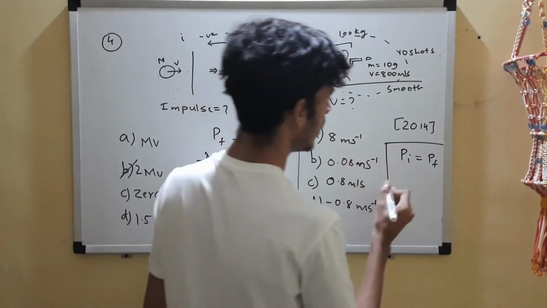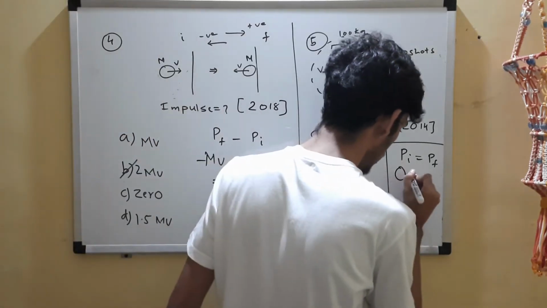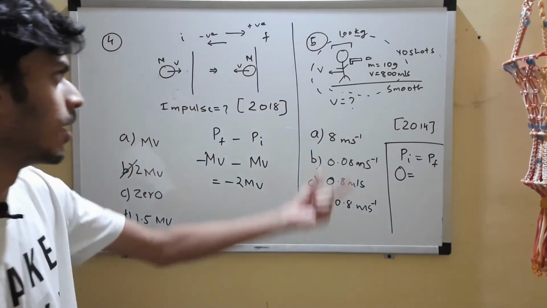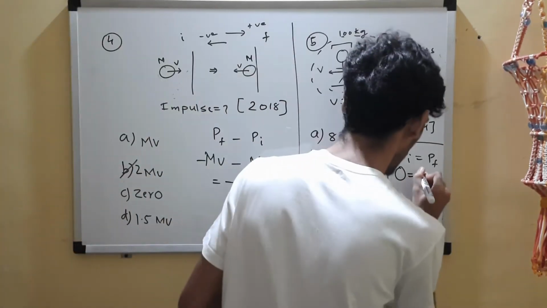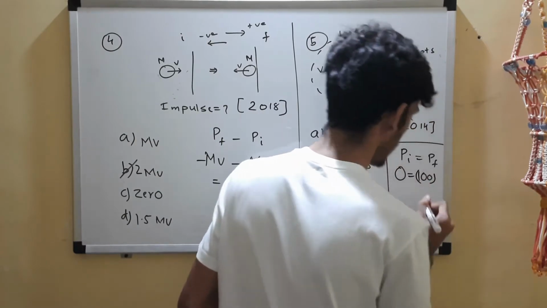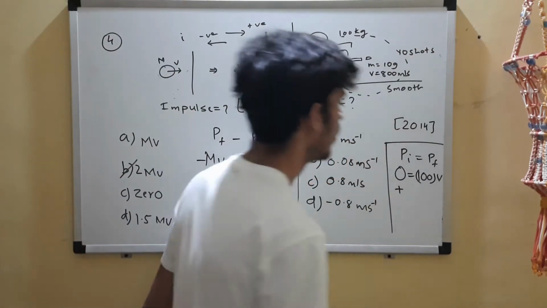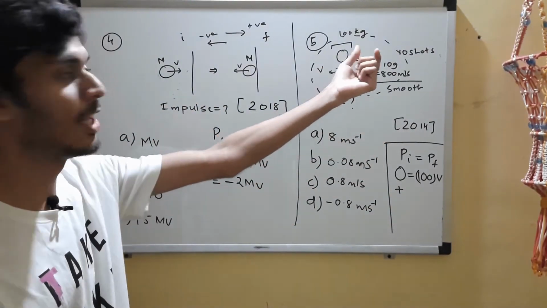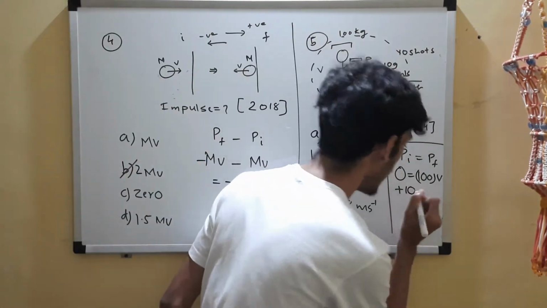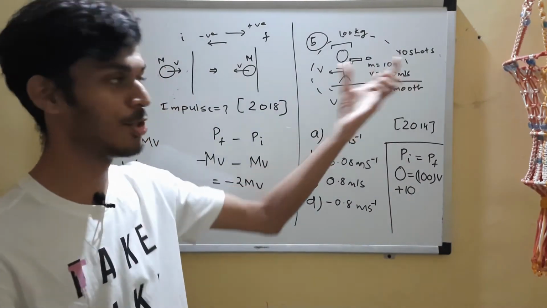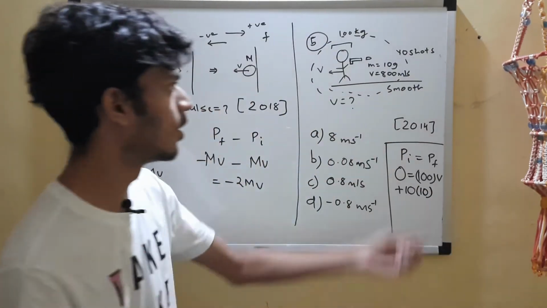Initially, when the man did not fire any bullet, the initial momentum is 0. Final momentum: now the man along with the gun is going with some velocity in the backward direction. So 100, their mass, into some velocity v, plus, remember that 10 shots are fired, so 10 such bullets. So 10 mv. 10 bullets are fired, so 10 into m, the mass of the bullet, into the velocity of the bullet.